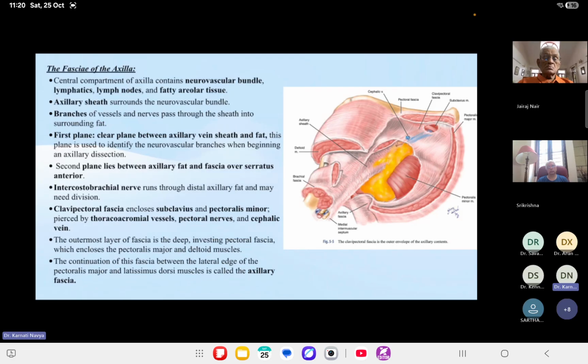Then comes the first plane. This is the clear plane of dissection between the axillary vein sheath and the fat. This is used to identify the neurovascular branches when beginning an axillary dissection.